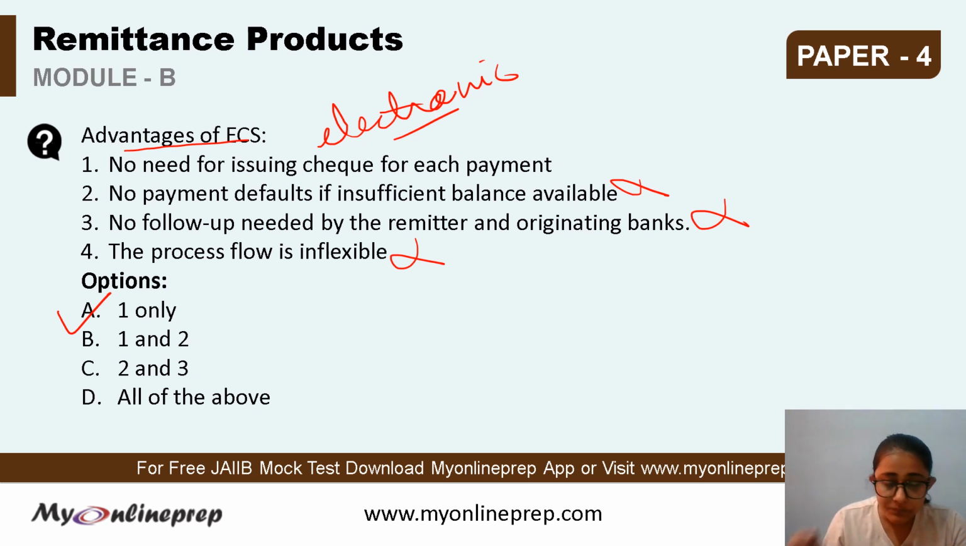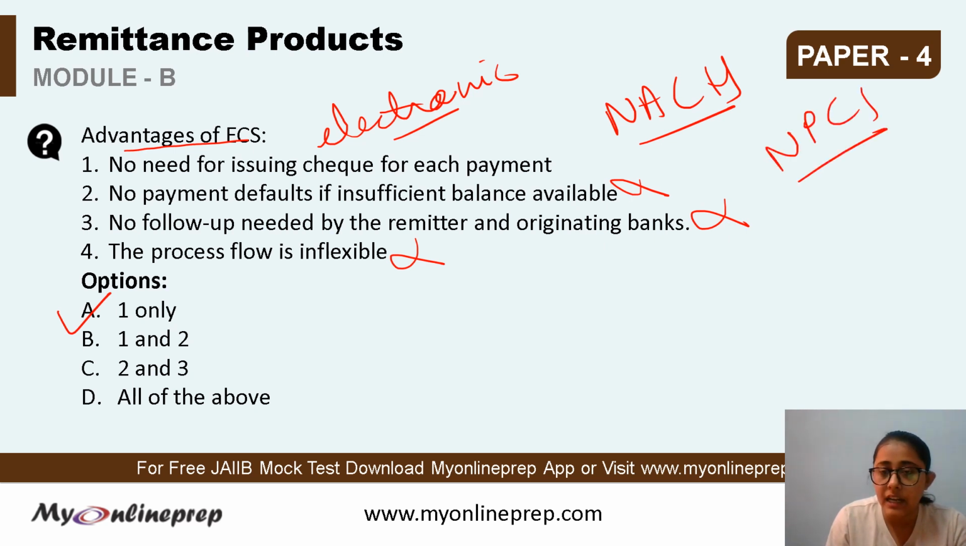So if we want to see a little detail about ECS, no check is required for each payment, and the beneficiary's debit is made automatically under the ECS, the Electronic Clearing System. It is done under the NACH, that is the National Automated Clearing House, which is operated by the National Payment Corporation of India, that is NPCI.